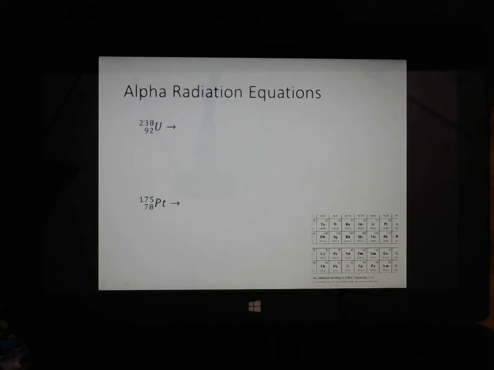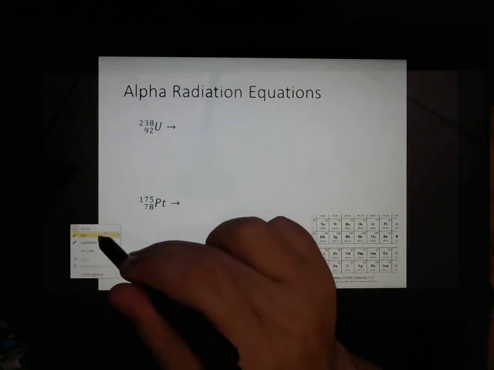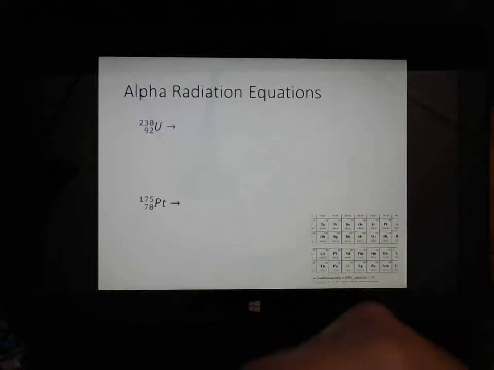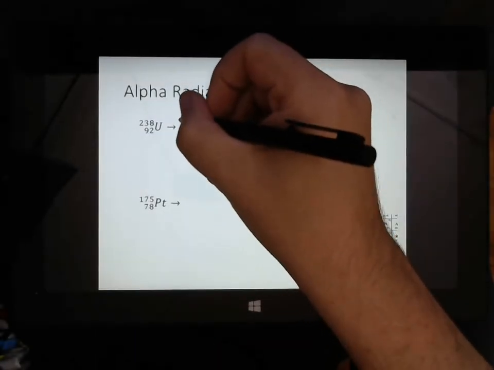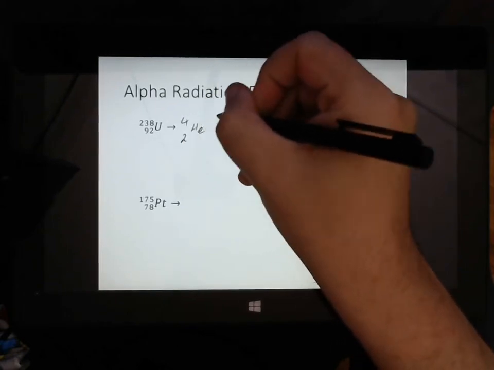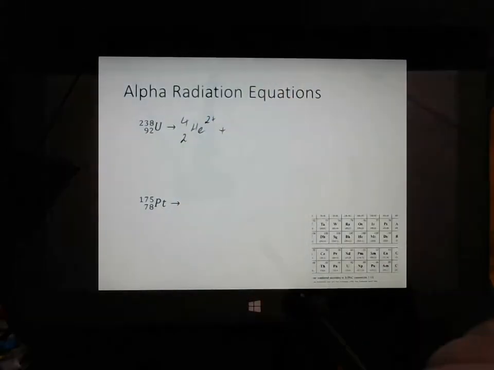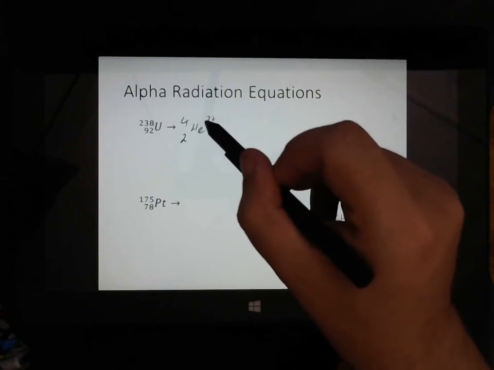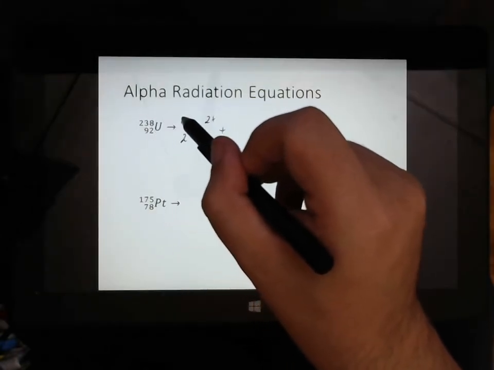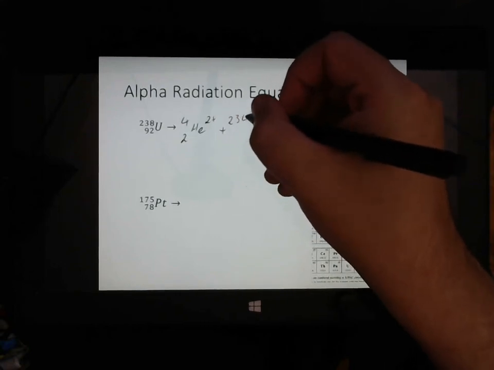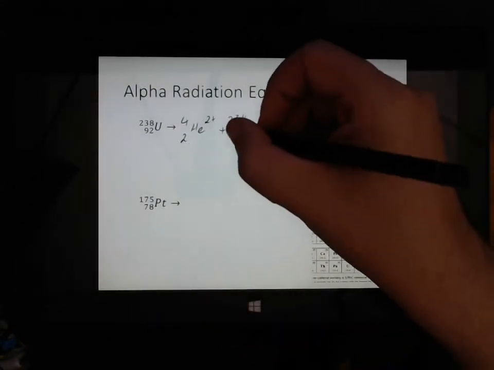Here are two examples, one uranium-238 and one platinum-175. The way I like to do these is to straight away go, well, I've got uranium-238, I've been told it does alpha radiation, so let's write an alpha particle first, He 2+, and then work out what's left over. The easiest way to do it is to just make sure that these numbers add up over the whole thing. Don't worry about the charge, that's just to say that it's positive. 238 take away 4 gives me 234. 92 take away 2 gives me 90.